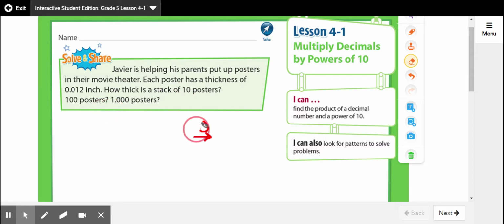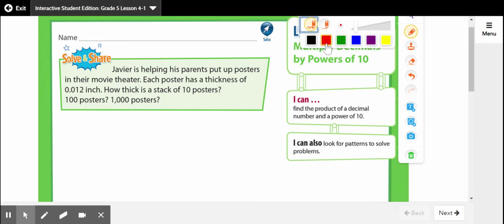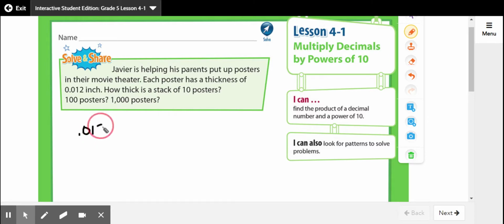So what is our original number sentence? We take the one piece of paper, and how many inches thick is it? It's 0.012. I'm going to times it by 10 because I have 10 stacked up. So I would need to add 0.012 plus 0.012, or just do it 10 times. And we need to find this answer.